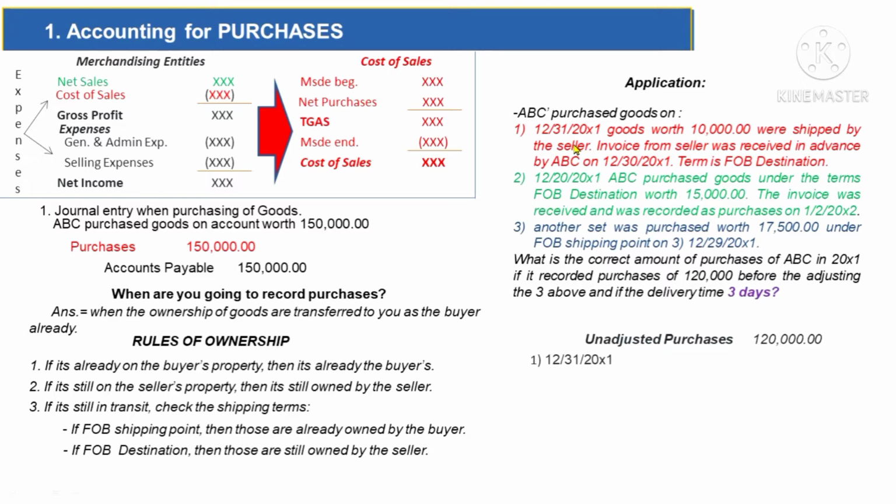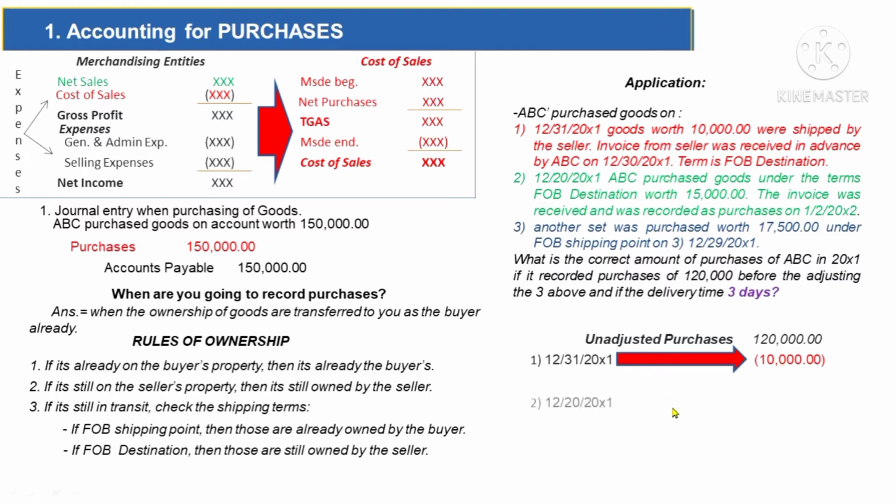Next, the invoice from the seller was received in advance by ABC on 12/30/20x1, which if interpreted means this purchase was already recorded in the 120,000. However, the term is FOB destination, meaning it is still not yours in 20x1 because it is still in transit and the shipping term is FOB destination. So what do we do? We need to deduct that 10,000 from here.